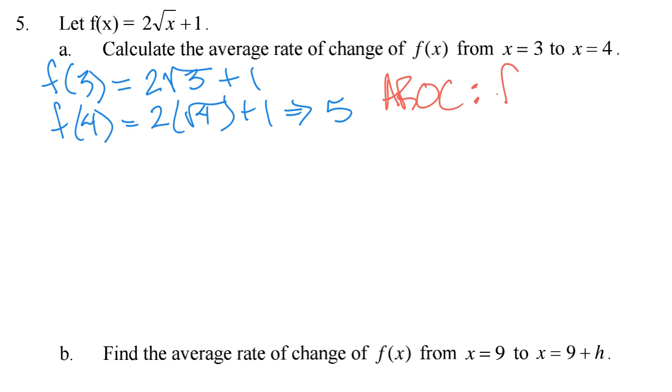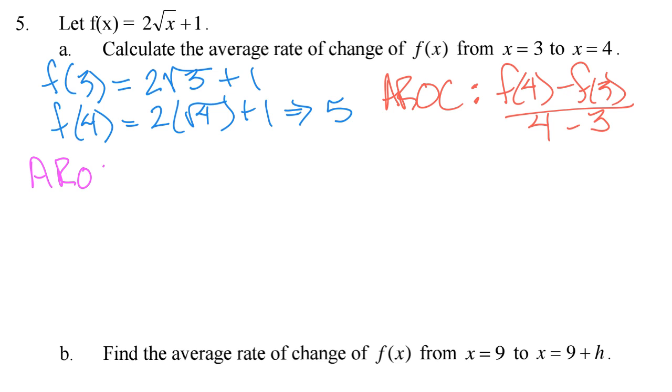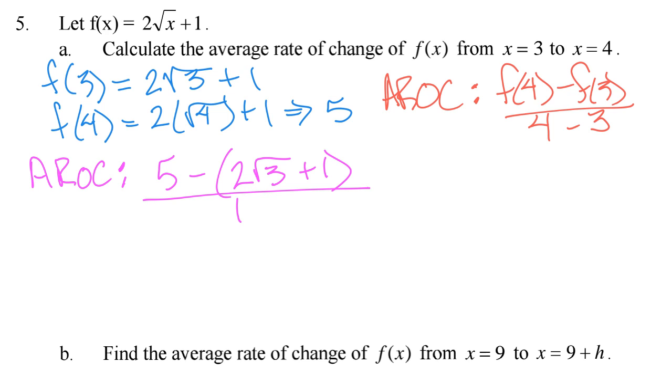So we are going to find f of 4 minus f of 3 all over 4 minus 3. Okay, so let's start putting that into our AROC. We've got f of 4, which is 5, minus 2 times the square root of 3 plus 1. Please make sure to remember your parentheses there. That's where you are possibly going to make a mistake if you're not careful. So add the opposite, and then I can see that I'm going to put together 5 and negative 1 to get 4. So my average rate of change is going to be 4 minus 2 root 3.